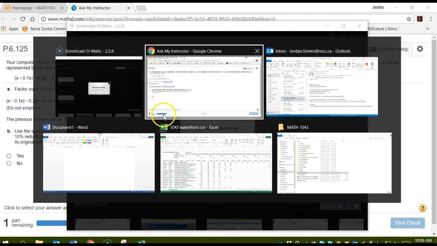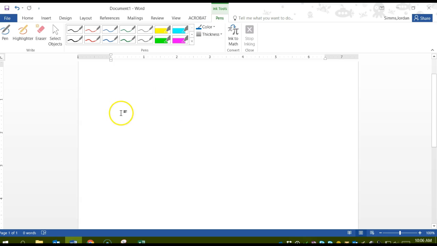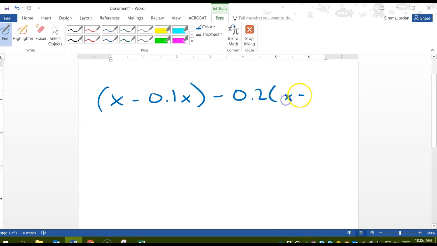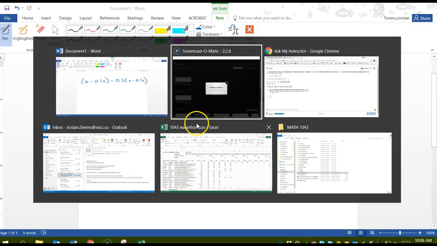Let me just get into my Word file here. We're going to have x minus 0.1x, that's our first one, minus 0.2 times x minus 0.1x. Let me just make sure I copied that down correctly.